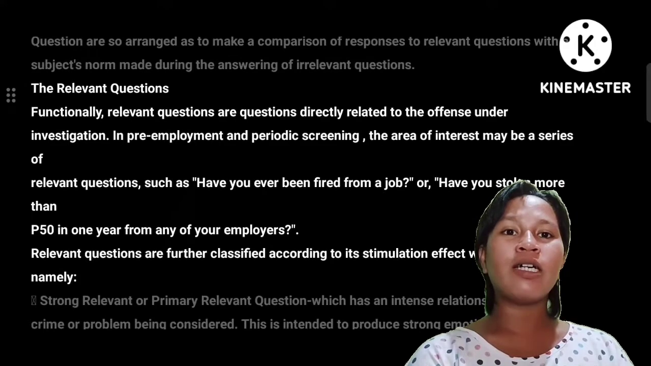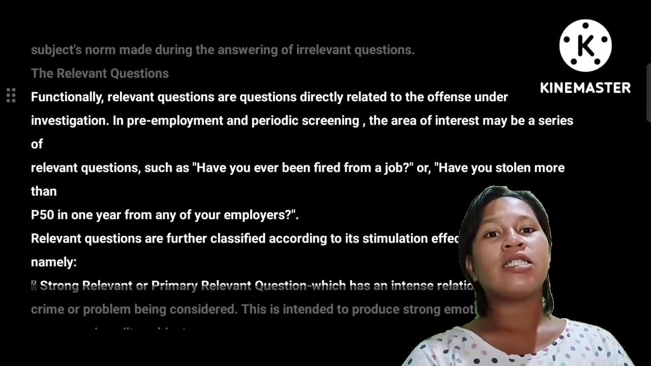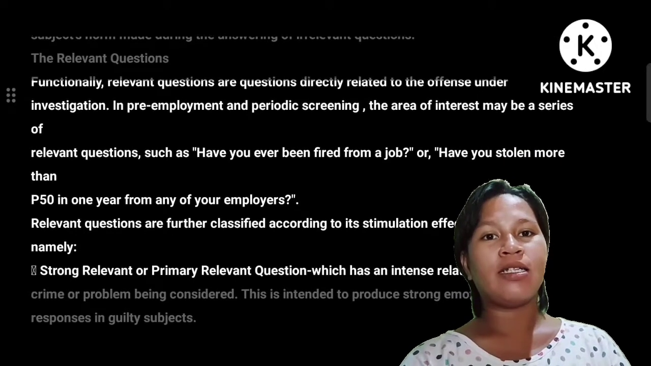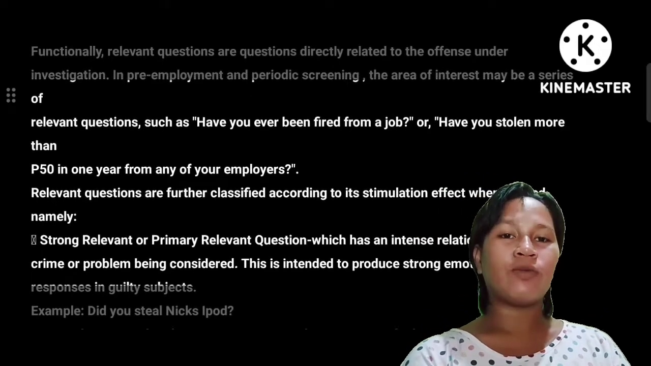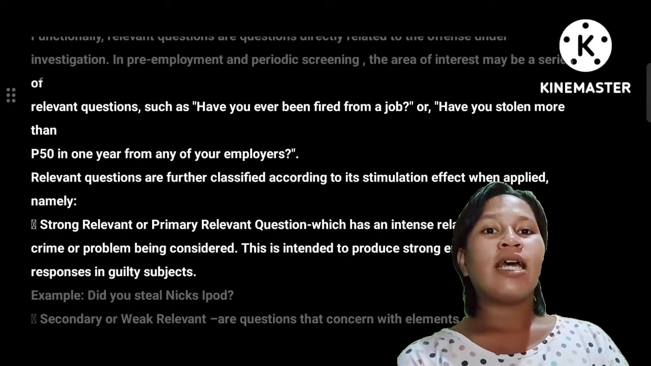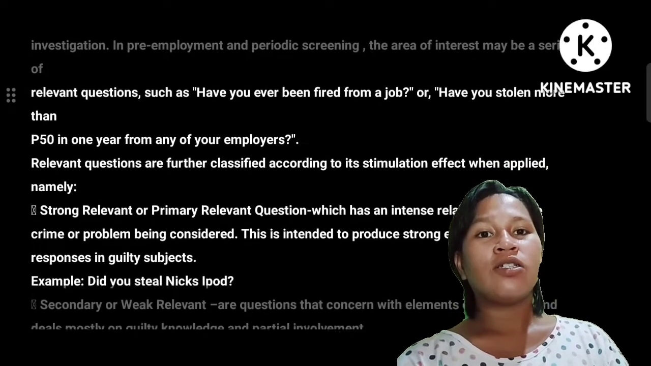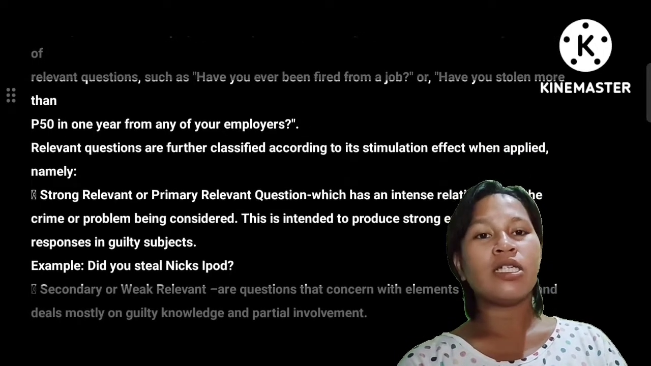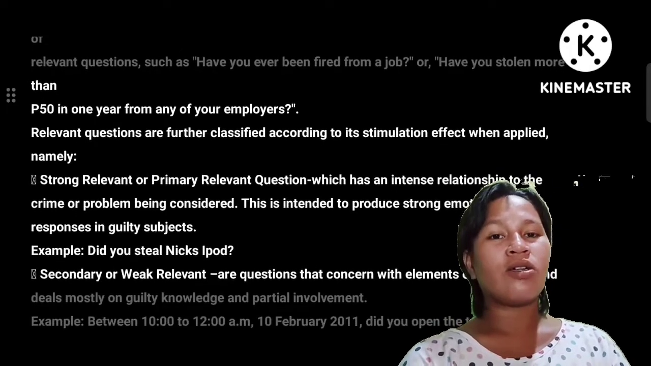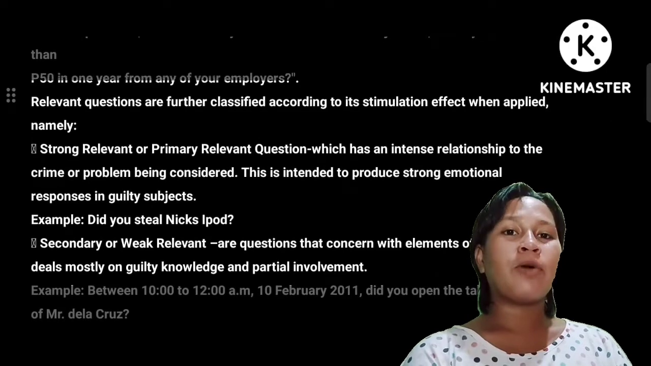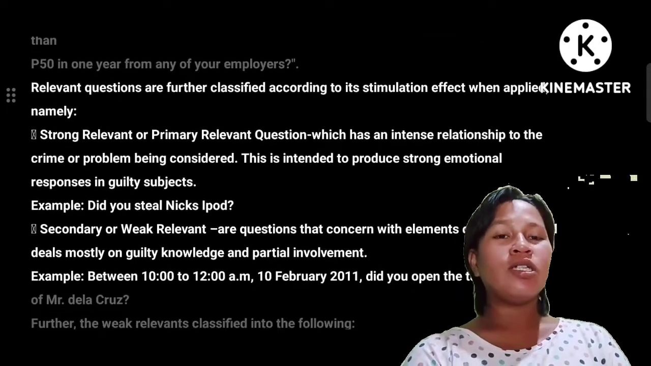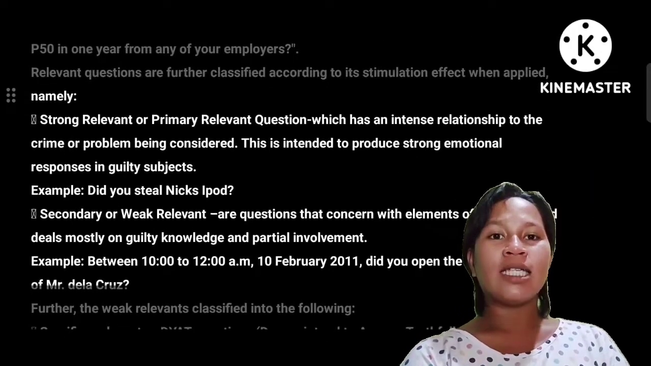Relevant questions are further classified according to their stimulation effect when applied, namely strong relevant or primary relevant questions, which have an intense relationship to the crime or problem being considered. This is intended to produce strong emotional responses in guilty subjects. For example, did you steal Lisa's cell phone?